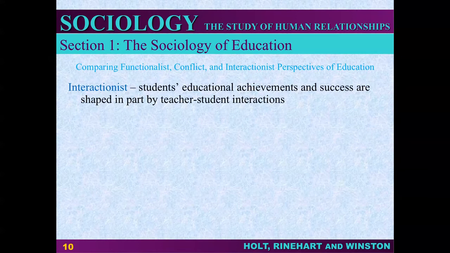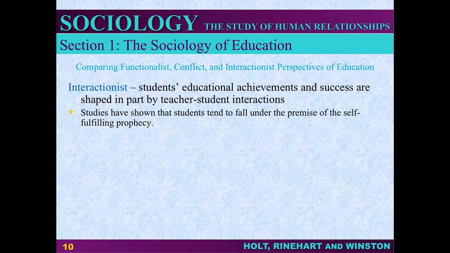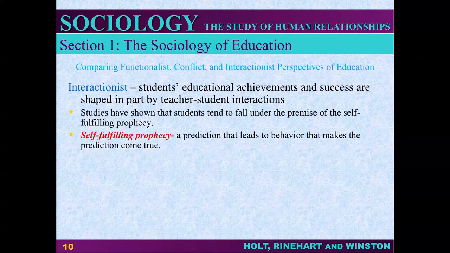The interactionist perspective says that students' educational achievements and success are shaped in part by teacher-student interactions. Studies have shown that students tend to fall under the premise of the self-fulfilling prophecy. Now, what is a self-fulfilling prophecy? It's a prediction that leads to behavior that makes the prediction come true.